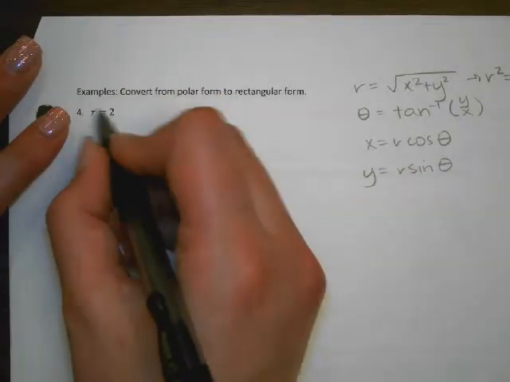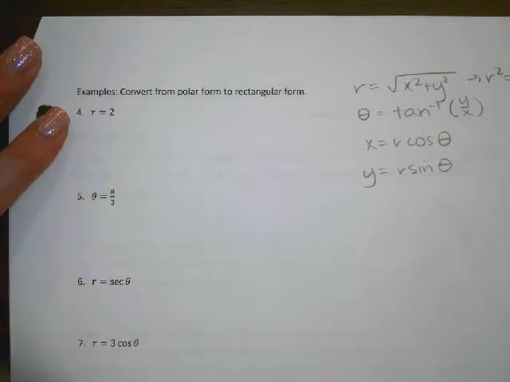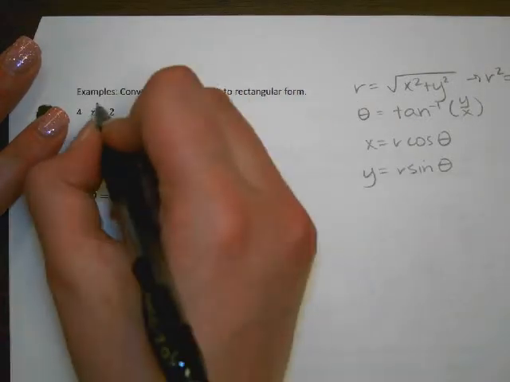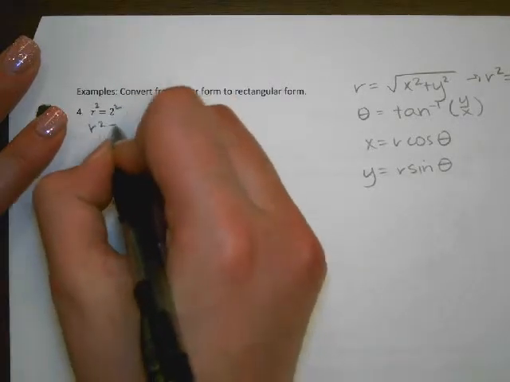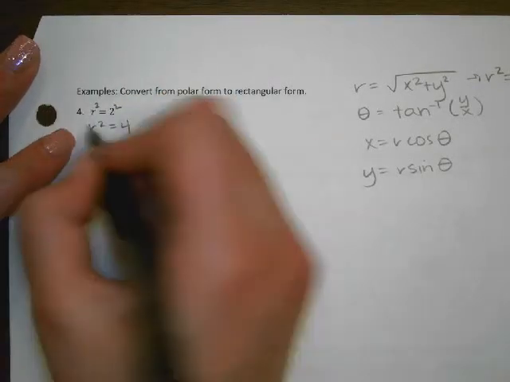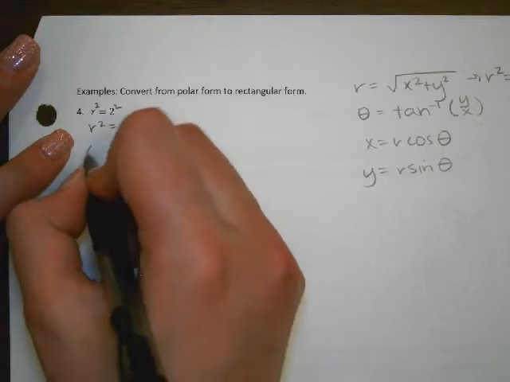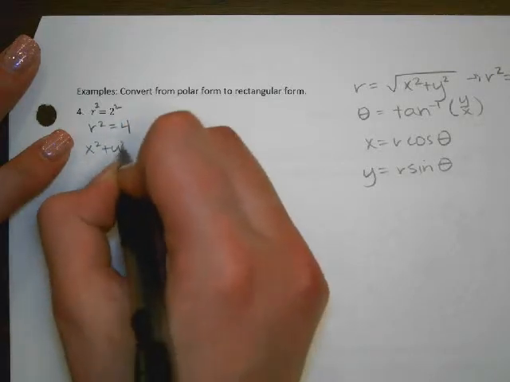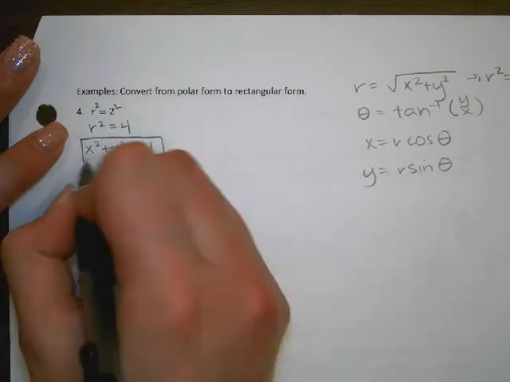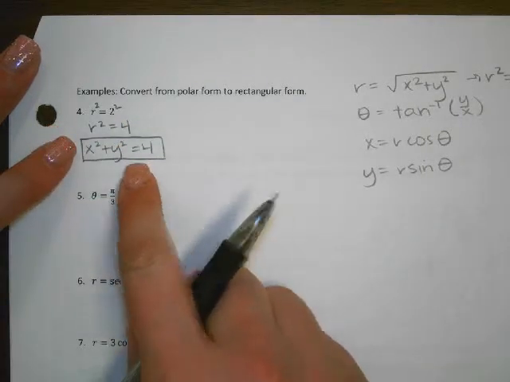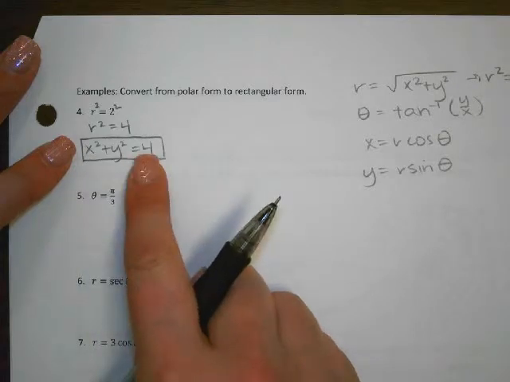So here we have an r that's alone, and you have two options. You can work with the r, or you can go ahead and square each side, and it doesn't really matter which one you do. So I'm going to go ahead and just square each side. So we have r squared equals 4. And so instead of writing r squared, I'm going to say x squared plus y squared equals 4. And so this is a recognizable equation. It's a circle centered at 0, 0 with a radius of 2.